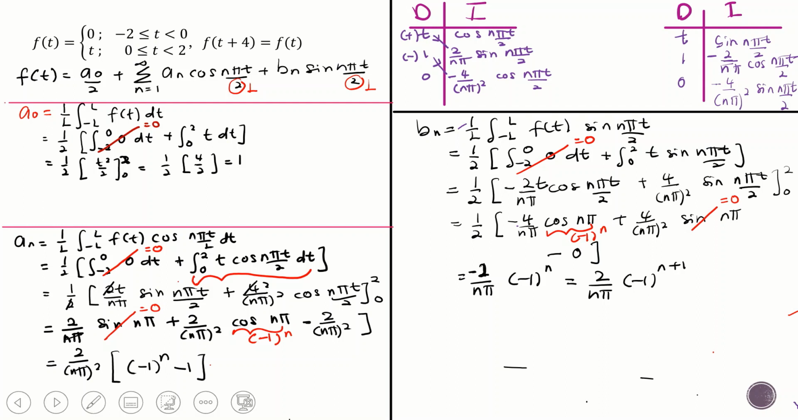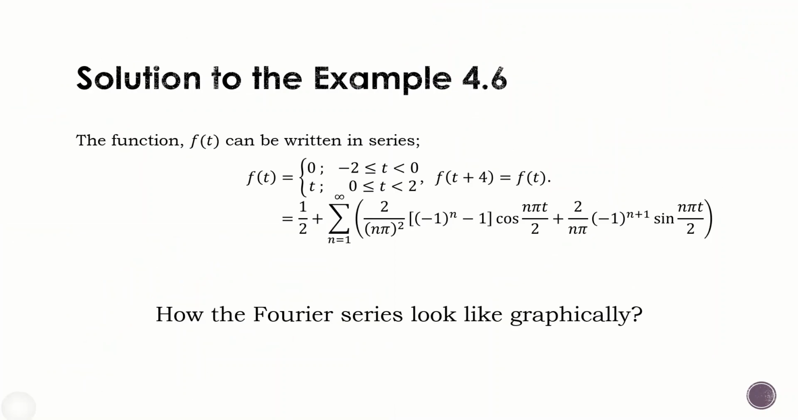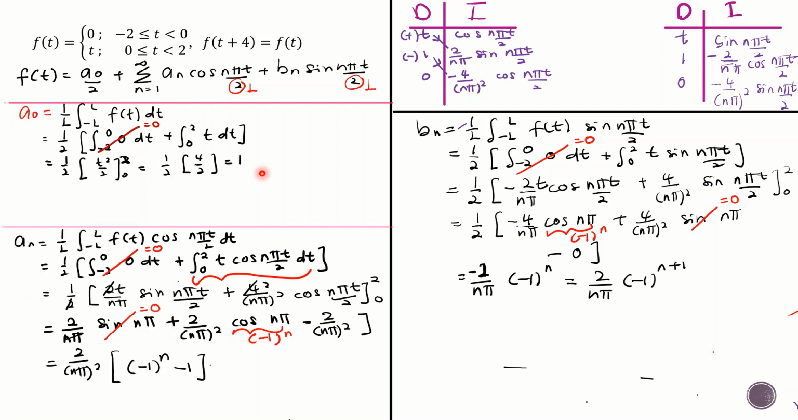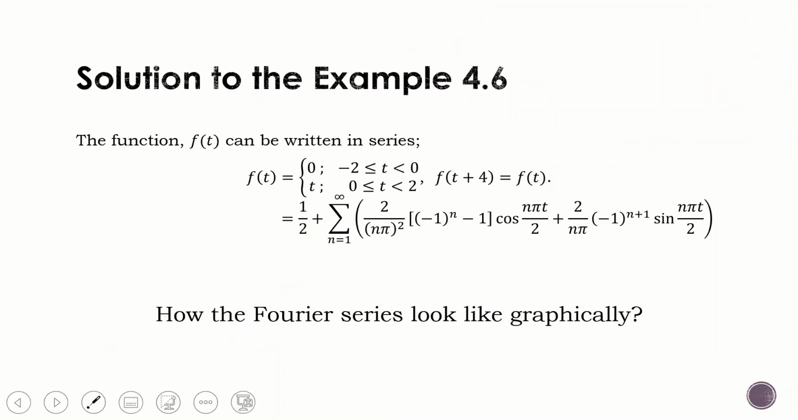Then we're going to substitute the answers for a naught, an and bn into the formula of f(t). So what is it going to look like? We have a naught over 2, which is 1 over 2, plus the summation of an cos n pi t over 2 plus bn sin n pi t over 2.